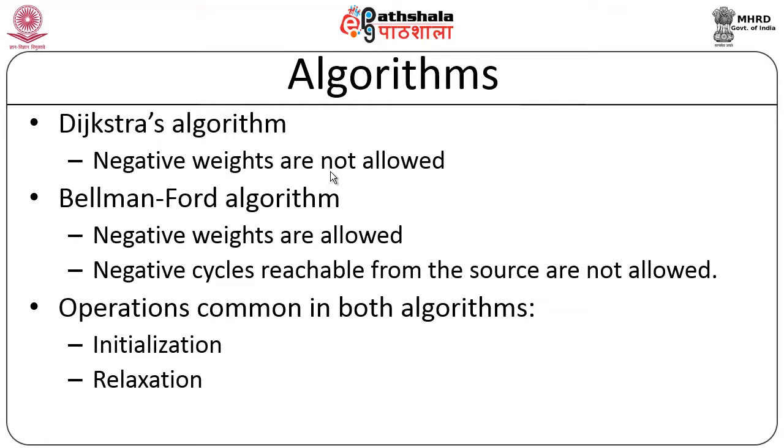So, there are basically two algorithms. In Dijkstra's algorithm, negative weights are not allowed. In the Bellman-Ford algorithm, negative weights are allowed, but negative cycles reachable from the source are not allowed. That is the only condition. Operations that are common to both algorithms, which we have already discussed, are initialization and relaxation.